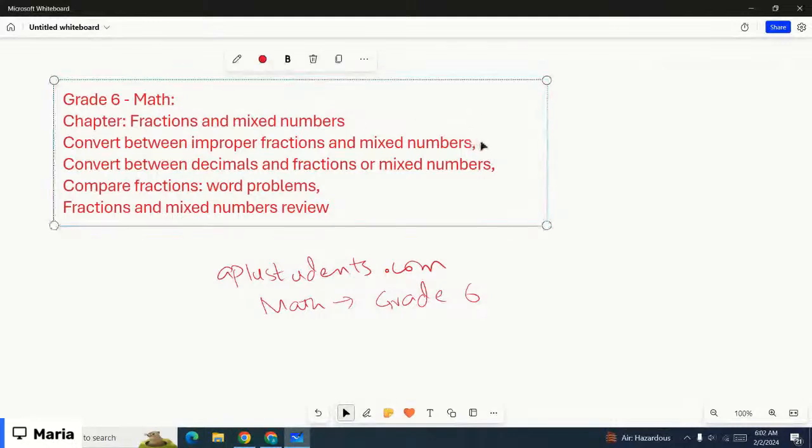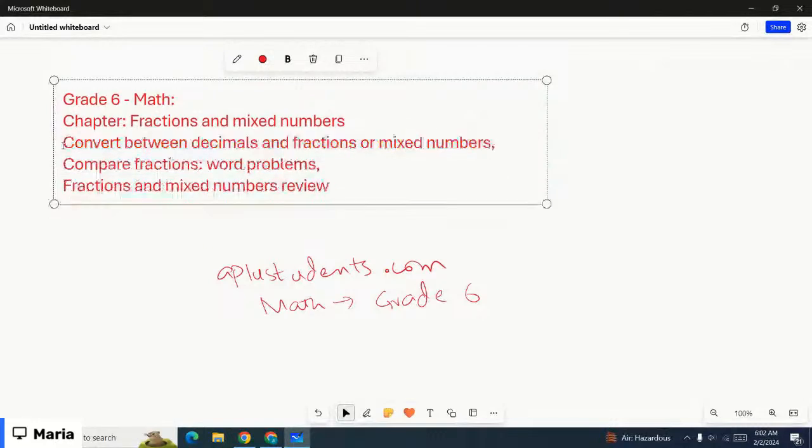We're going to start with the chapter fractions and mixed numbers, and the lessons we're going to cover from the chapter are convert between decimals and fractions or mixed numbers, compare fractions, word problems, and fractions and mixed numbers review. So please make sure before the next session you complete all the practice questions. Please make sure you have your notebook and pencil so that you can note down the important examples and definitions as well. Let's just start with the lesson.